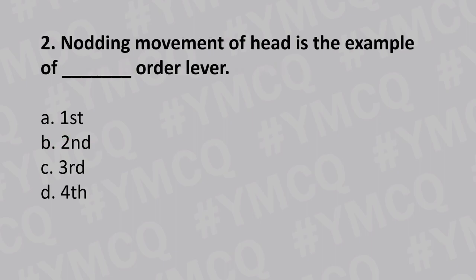Nodding movement of the head is an example of dash order lever. Option A, 1st. Option B, 2nd. Option C, 3rd. Option D, 4th. And the answer is option A, 1st. Moving to our third question.